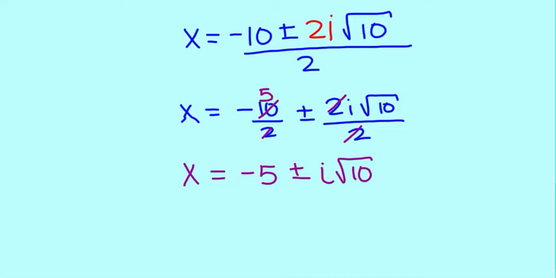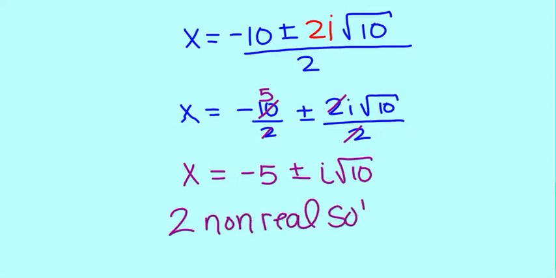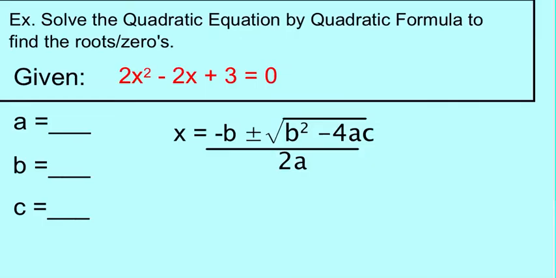There are two solutions here. These are non-real solutions. So if you were to graph this quadratic equation, this parabola, you would not get any x-intercepts. Let's do one more example.